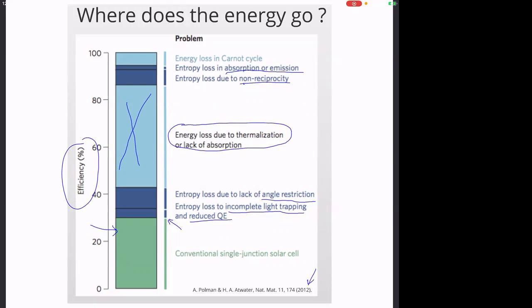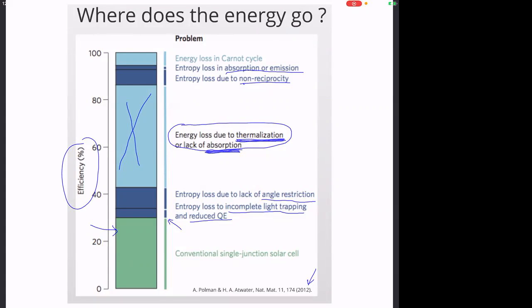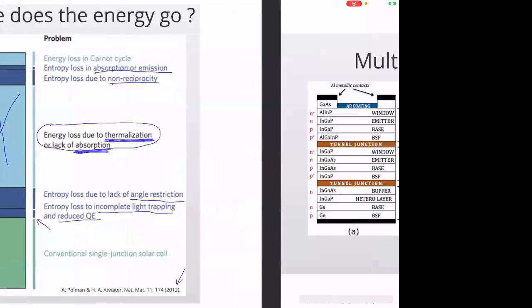Again, the loss mechanism, just to remind ourselves, is the fact that if the photon does not have enough energy, it will not be absorbed. This is the lack of absorption. And if the photon has too much energy, then you will lose that excess energy as heat because of this process called thermalization that we also talked about just now. So these are two phenomena that cannot be avoided without doing something special to the light that comes into the solar cell.